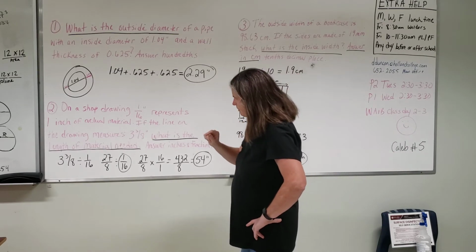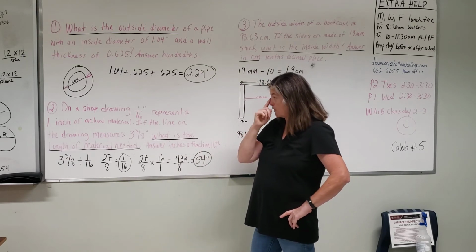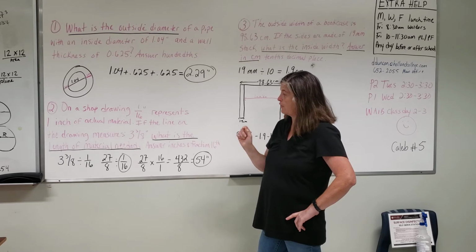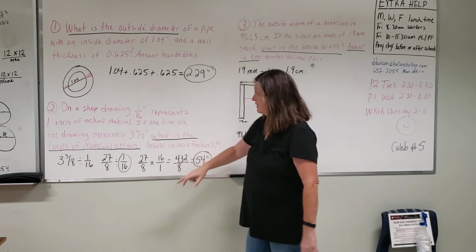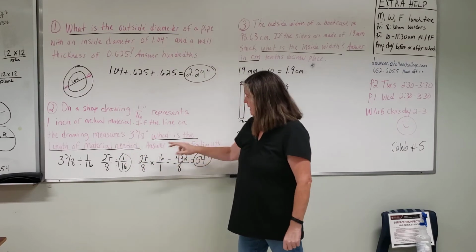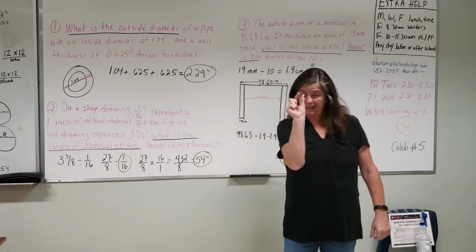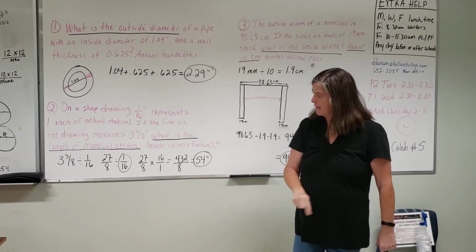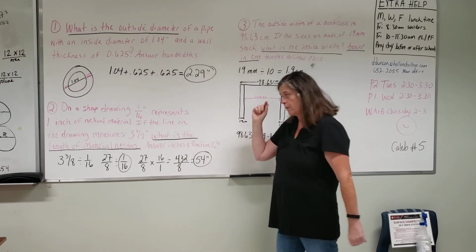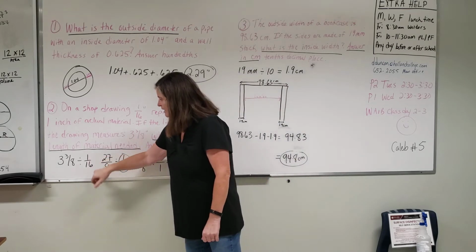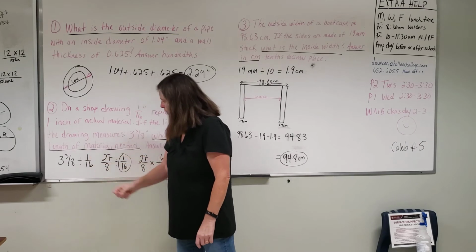Question 2. On a shop drawing, 1/16 of an inch represents 1 inch of actual material needed. If the line on the drawing is 3 3/8 inches, here's the important phrase. What is the length of the material needed? Answer in inches and fraction. Okay? So on your set of blueprints, a little 1/16 of an inch, which isn't very big, really means 3 3/8 inches of material. So what we need to do here, we need to figure out how many 16ths we have in 3 3/8. So we need to divide.